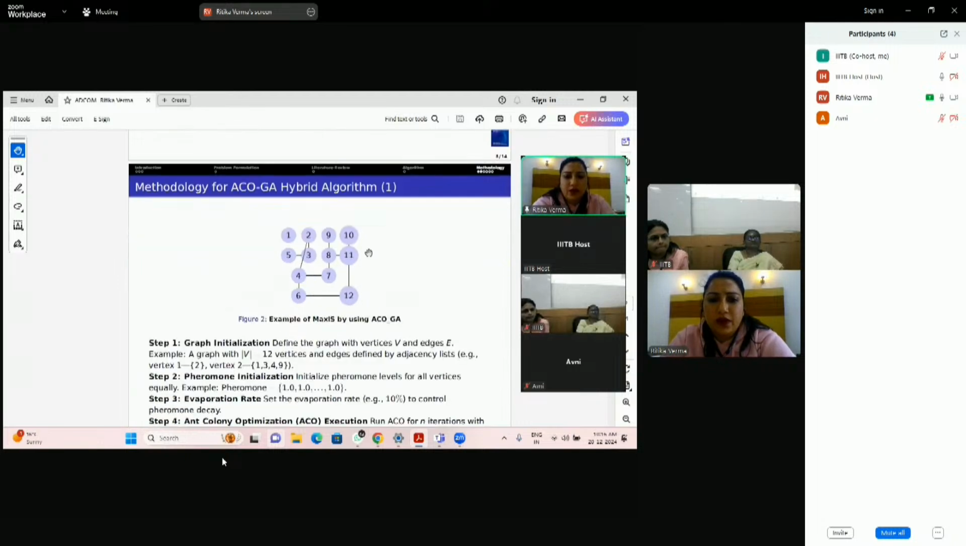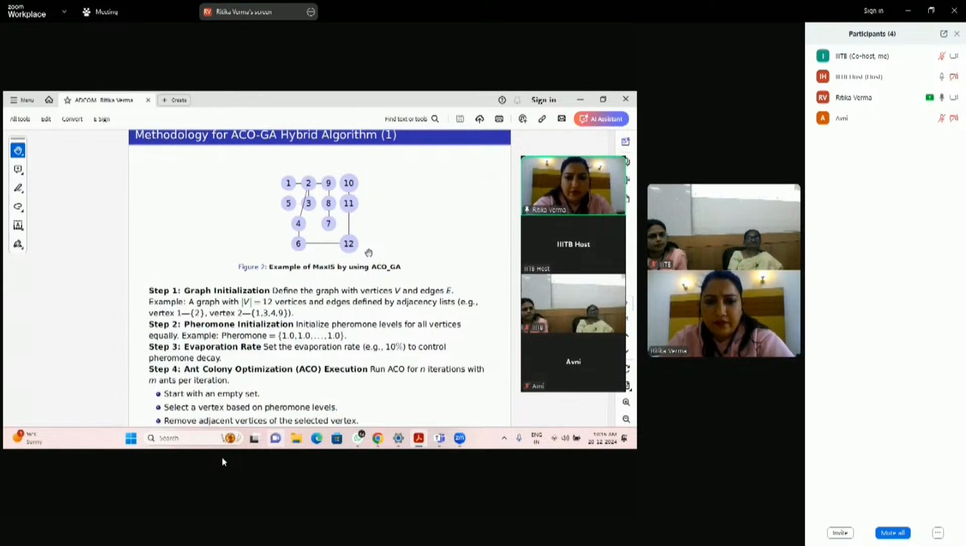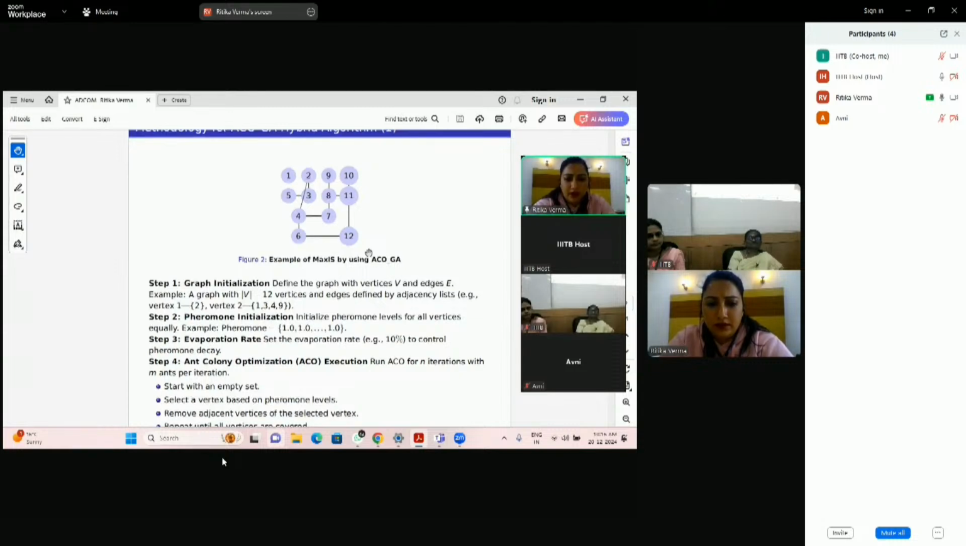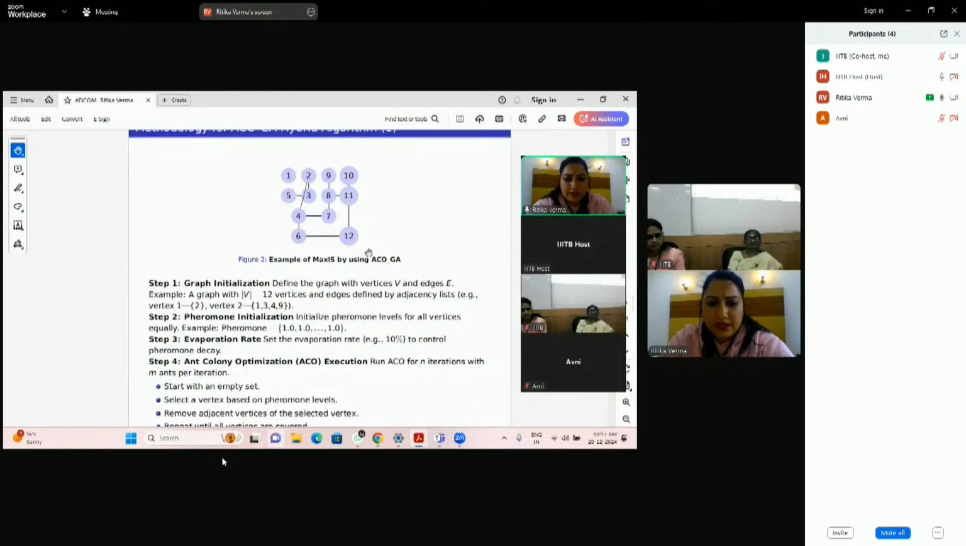This is the methodology for the ACO-GA hybrid algorithm. Let us suppose in this graph we have 12 vertices, and some vertices are connected with each other. Initially, the pheromone level for all vertices is the same, like 1.0, and the evaporation rate is used to control the pheromone decay. If a number of ants use the same path, then its pheromone level will increase. If ants do not use that path or vertex, the pheromone level will decay by 10%.